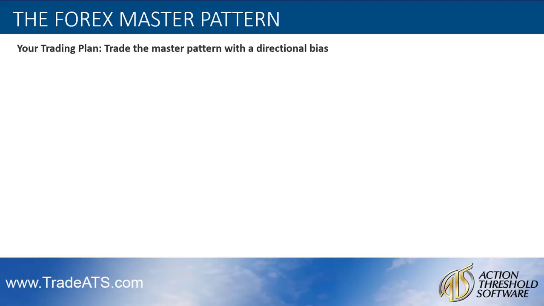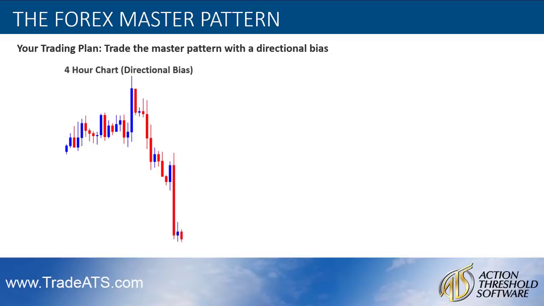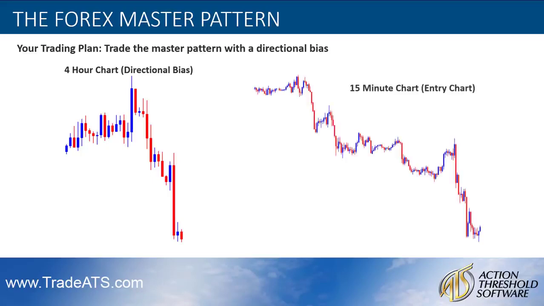So what we're going to do is drop here's a 4-hour chart, and this is going to be called our directional bias. This is the chart that we're going to use as our larger time frame of a 2-chart setup to form our directional bias, which means that this chart's going to define whether we are looking for buying opportunities or looking for sell opportunities. We're going to pair that to, in this illustration, a 15-minute chart, and that's going to be our entry chart.